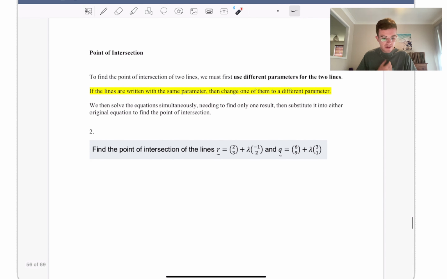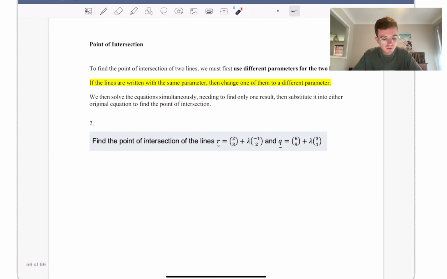Okay. The point of intersection. To find the point of intersection of two lines, we must use different parameters for the two lines. So if the lines are written with the same parameter, then change one of them to a different parameter. We then solve the equations simultaneously, needing only to find one result, and then substitute it into either original equation to find the point of intersection. Exactly the same we've done in Year 9 maths.